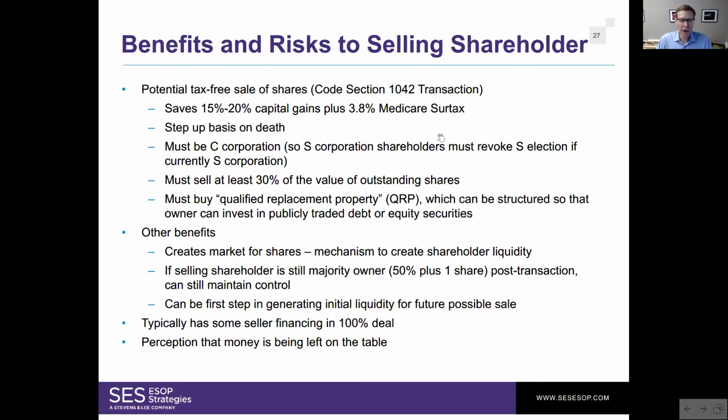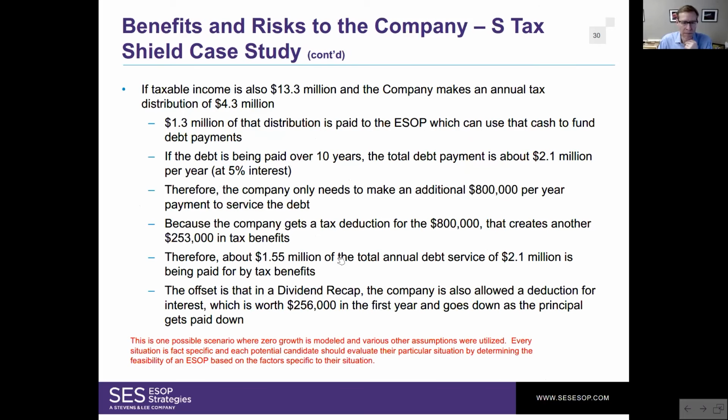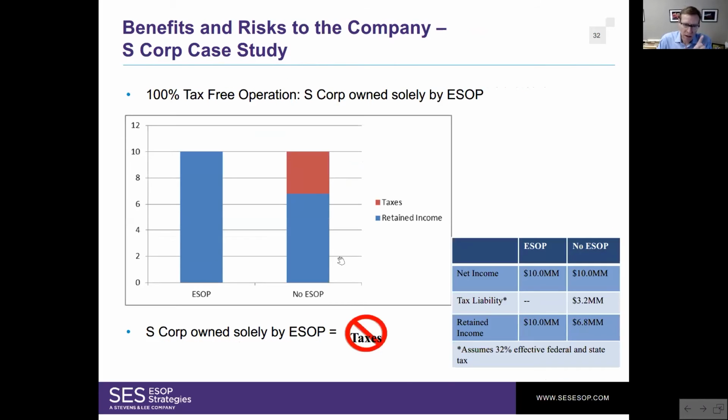Another tax benefit I wanted to touch on very briefly: we already talked about the ability to deduct payments. I want to talk about what it means to be an S corporation and have an ESOP in place. The ESOP is a tax-exempt retirement trust, so it does not have to pay tax on the percentage of the profits that the ESOP owns. In most S corporations, as I'm sure most of you know, the shareholder has to pay the tax. But when you have an ESOP, a tax-exempt retirement trust, that owns an S corporation, what you've effectively created is a tax-free operating company.